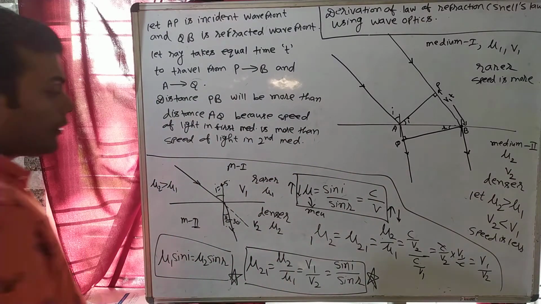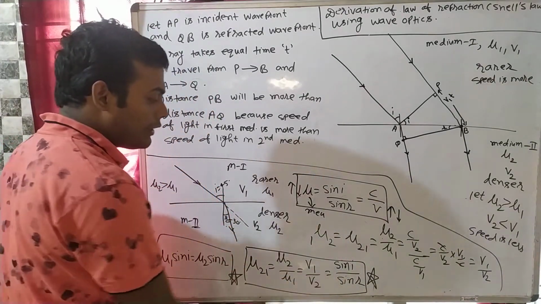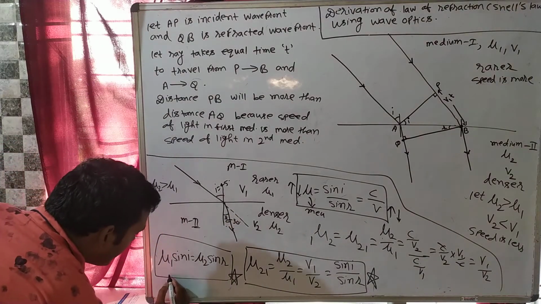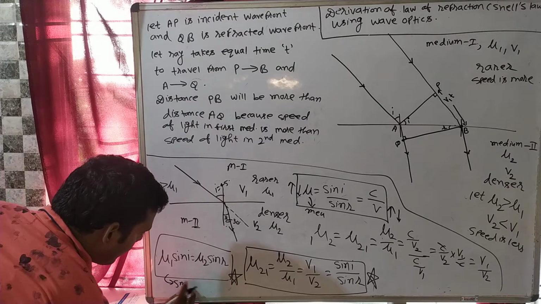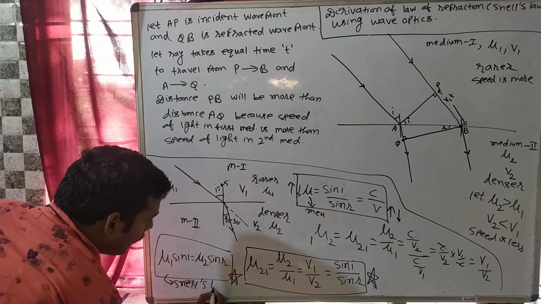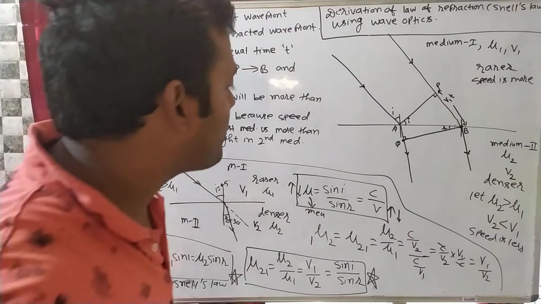And if I cross multiply this, mu1 into sin i is equal to mu2 into sin r. So mu1 sin i is equal to mu2 sin r. This is known as Snell's law. Snell was a scientist who gave this law, so this is known as Snell's law. All these things I have derived from wave optics.